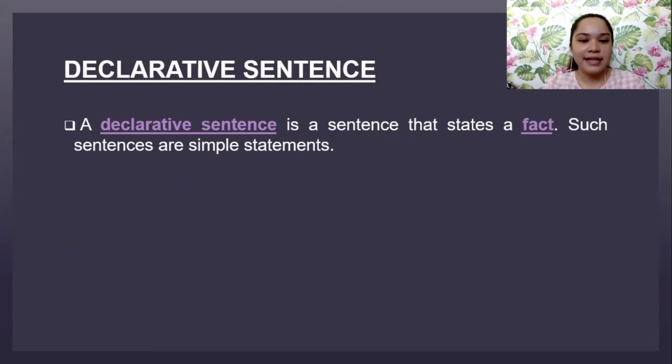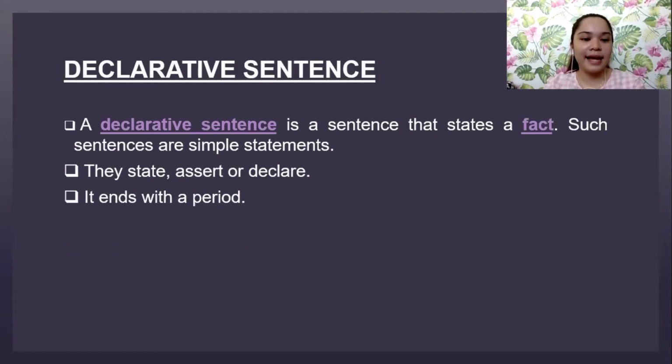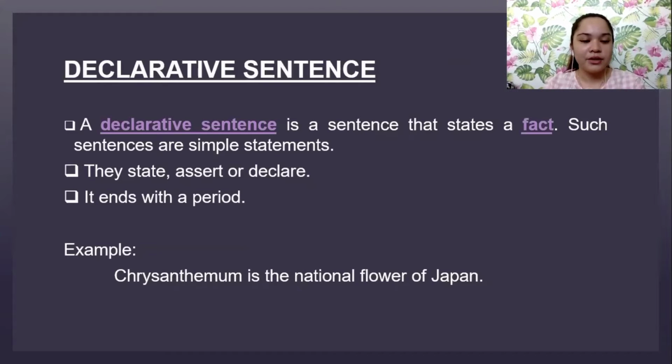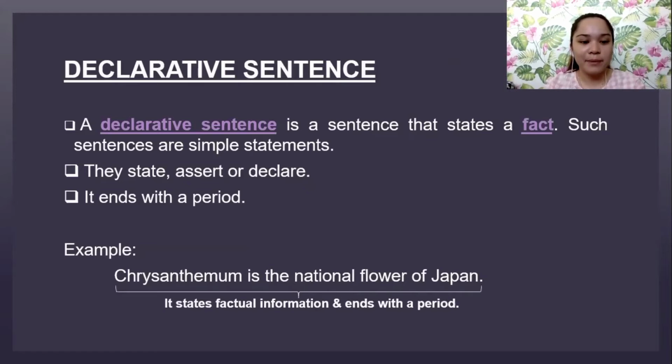Let us first talk about declarative sentence. A declarative sentence is a sentence that states a fact. Such sentences are simple statements. They state, assert, or declare, and it ends with a period. An example of this: Chrysanthemum is the national flower of Japan. This example states factual information and it ends with a period. So this is an example of a declarative sentence.